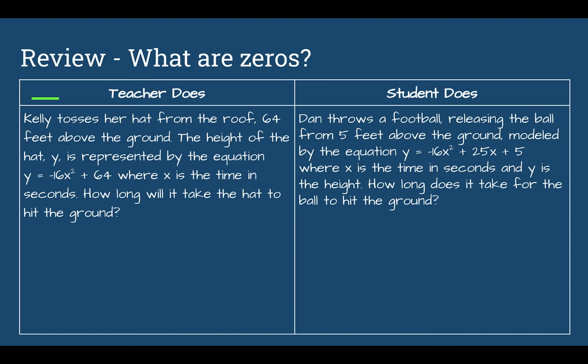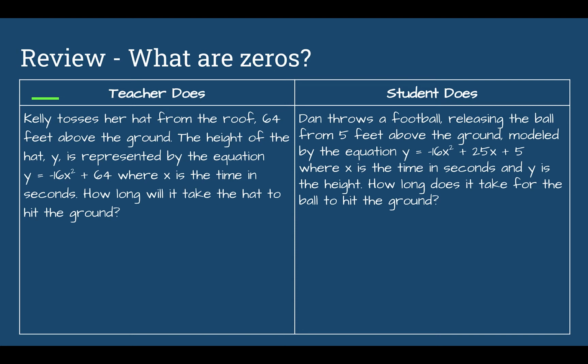So first, as we continue to remind ourselves what zeros are, let's look at some real context and use Desmos to help us figure that out. Kelly tosses her hat from the roof, 64 feet above the ground. The height of the hat, y, is represented by the equation y equals negative 16x squared plus 64, where x is the time in seconds. How long will it take the hat to hit the ground?